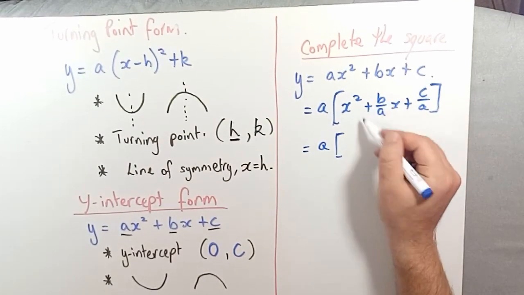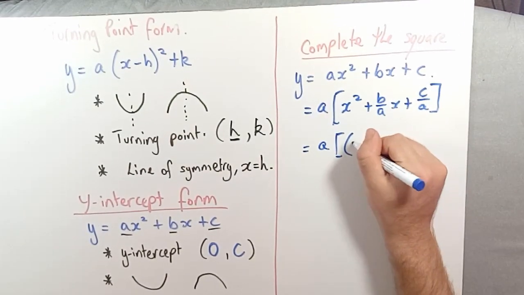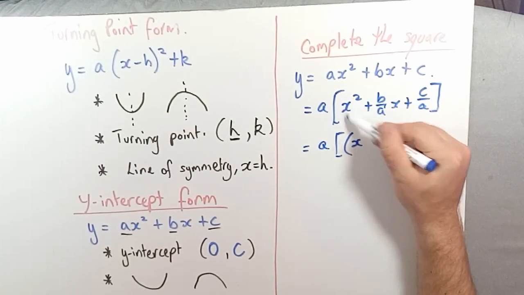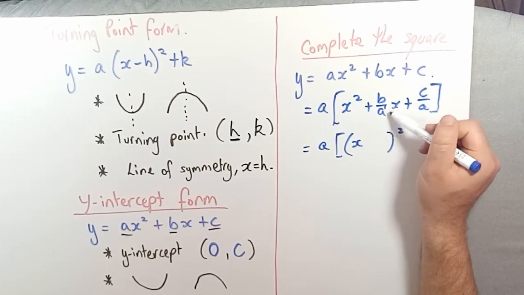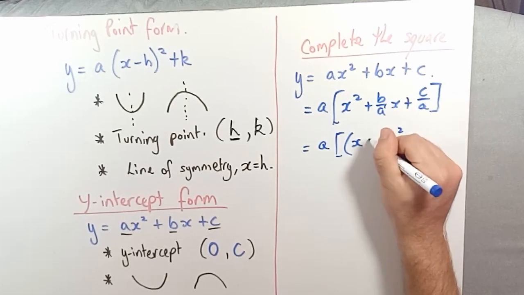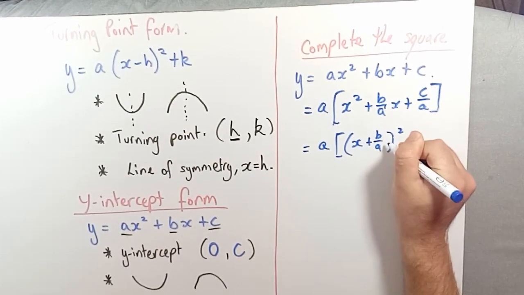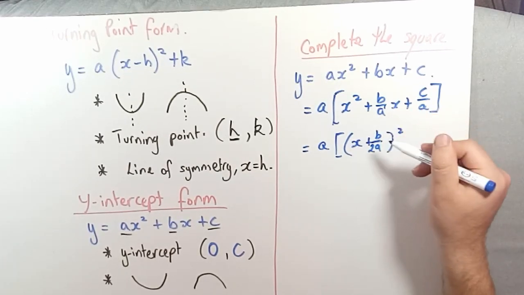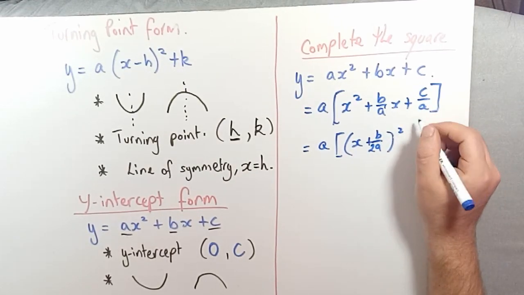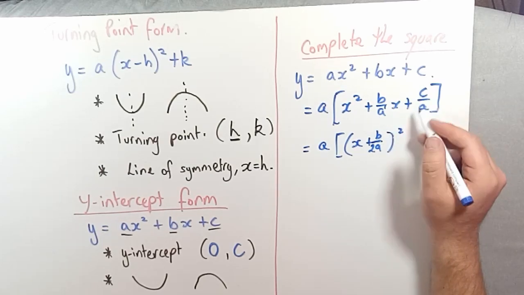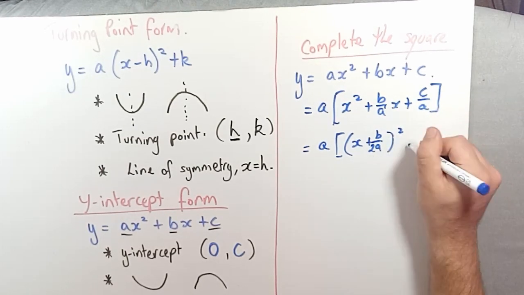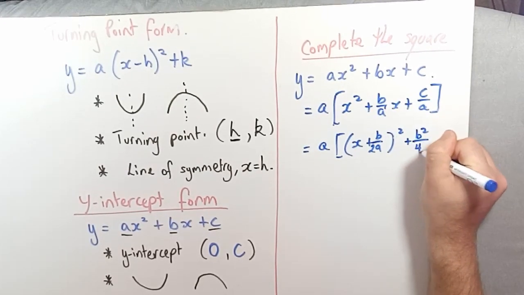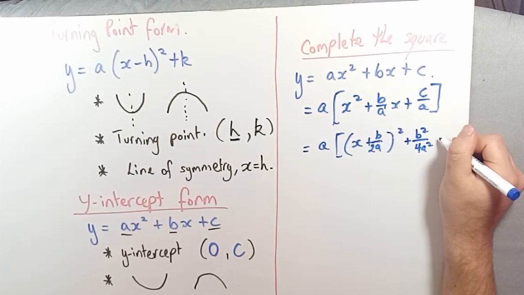Okay, so in the bracket, I'm going to make this a square. And so I'm just going to have the square root of this one, which is just x, and then the second term is going to be half of this. So it's going to be b over 2a, sorry. Half of that, b over 2a, okay? And then I'm going to add on the square of this. So I'm going to add on b squared over 4a squared, okay?